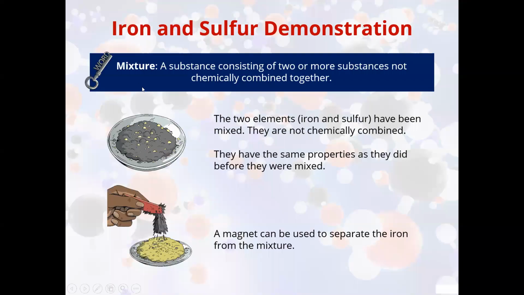So a mixture, that is when you have a substance consisting of two or more substances. And the key part is not chemically combined together. So you have just mixed them. Here is the experiment that I've spoken to previously, where you can use a magnet to separate the iron from the iron and sulfur mixture, and then only sulfur will remain. So if you've mixed it previously, you can use a magnet and then all that iron parts will come out.